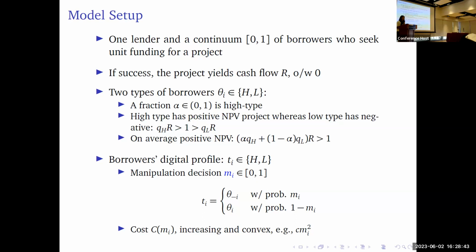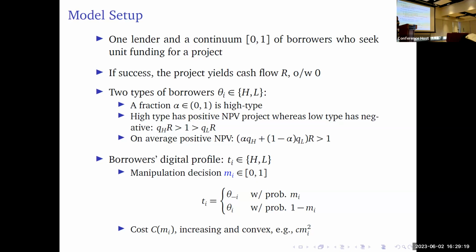The manipulation intensity is captured by the variable M. So M is modeled in the following way. If you exert some effort to manipulate your digital profile, then with that probability M, your digital profile can be disconnected from your underlying type. Okay? And that is probabilistic because with the remaining probability, you can just fail, and your digital profile will still reveal your true type. So that is how we model manipulation.